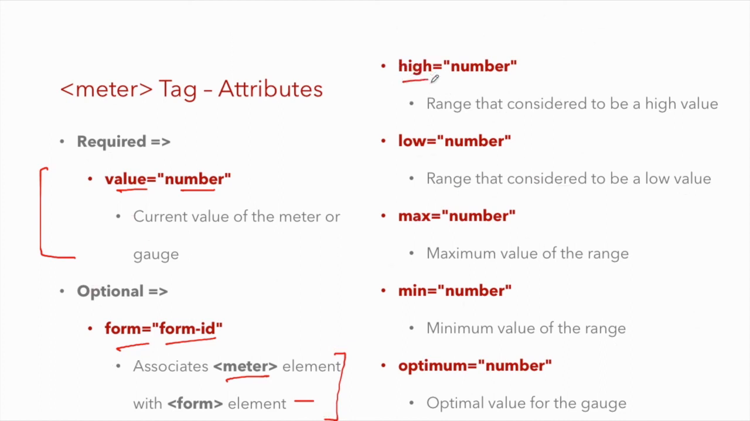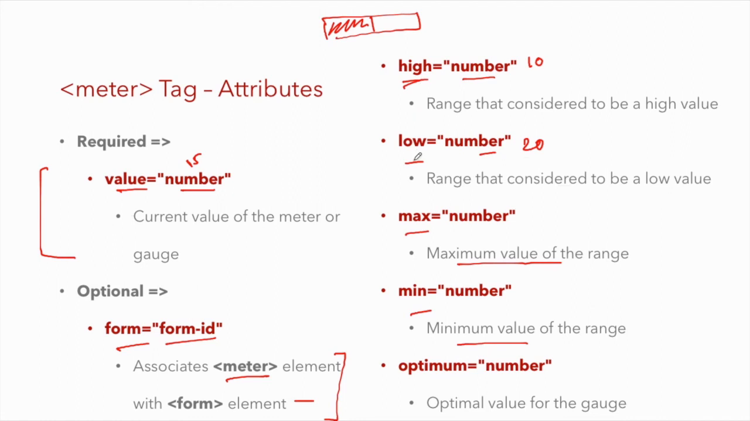You can also specify high and low as numbers. So when you specify, let's say, 10 and 20, and then specify value, let's say 15 over here, your element will be displayed something like this. 50% will be filled and 50% will be open. You can also specify max and min. Again these are numbers. This is the maximum value of the range and the minimum value of the range.